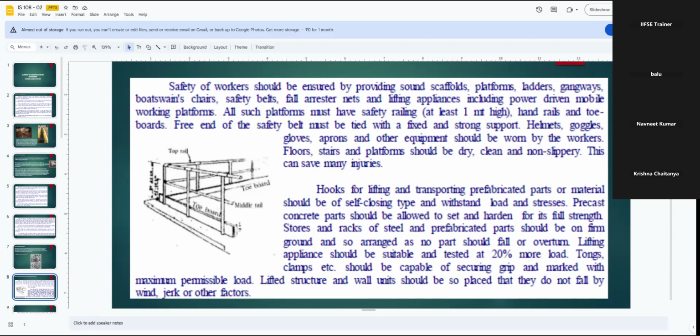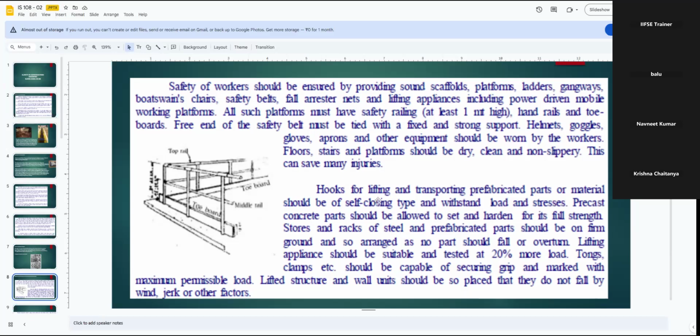The floors, stairs and platforms should be dry, clean and non-slippery, and this can save many injuries. So when we say floor or platform, it should be non-slippery, even stairs. Especially on the construction site, there might be a chance of slippery surfaces due to the curing operations, and sometimes it is unavoidable to maintain them completely clean and dry. But we have to ensure that people are aware of possible slippery surfaces in every location. People should walk carefully on these surfaces.